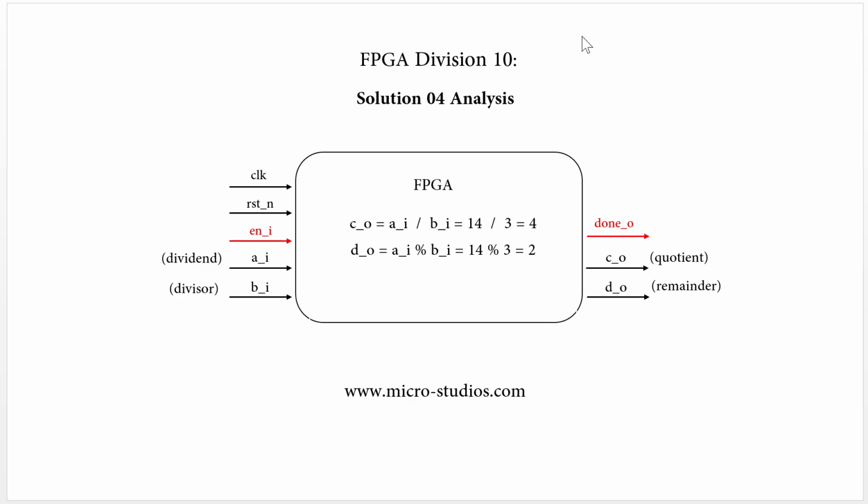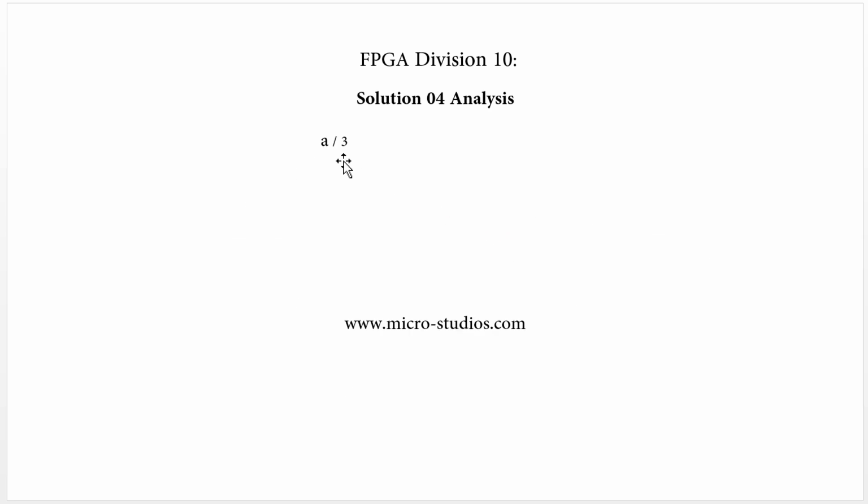For some situation, the B will be a fixed number. For example, we will fix the B at 3. So let's think about how about the A divided by 3. How do we calculate it on the FPGA for the solution 4.